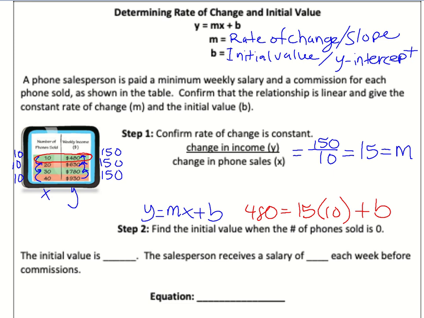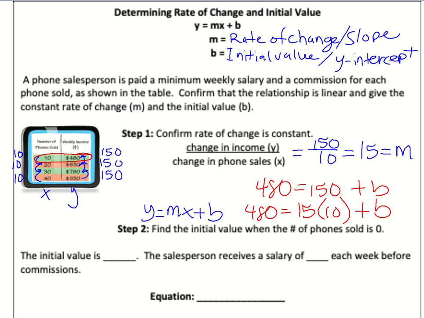So we're going to multiply 15 times 10, so that gets us 150 plus b equals 480. So what I need to do is figure out what plus 150 gets me 480.